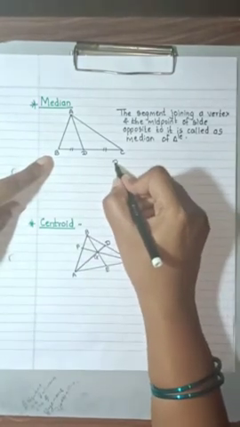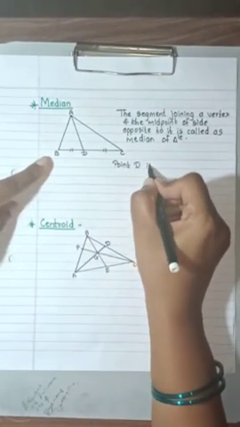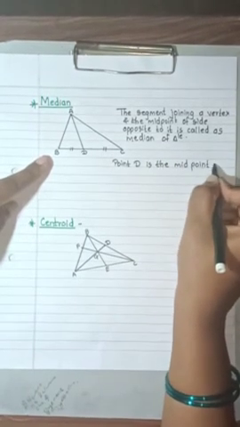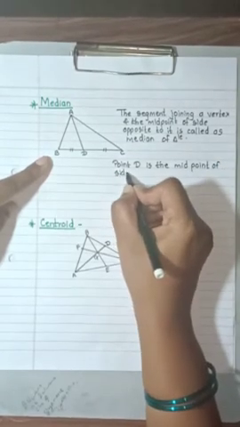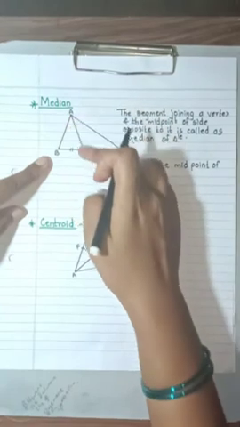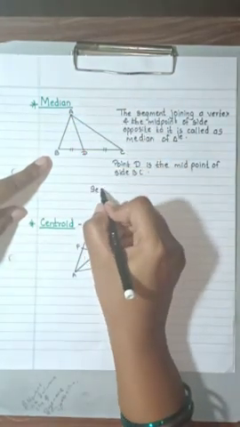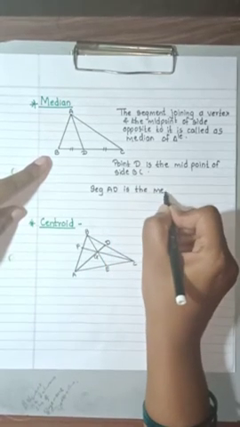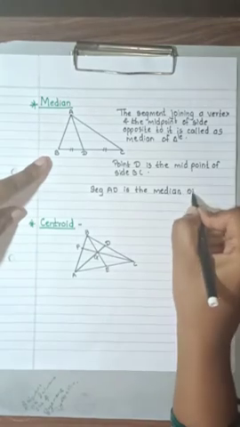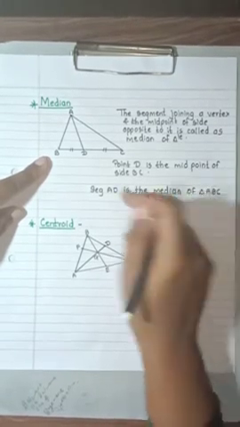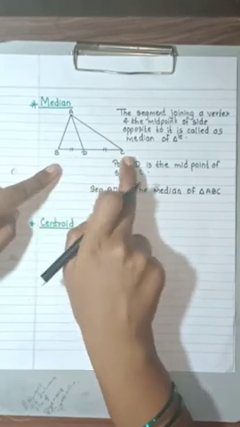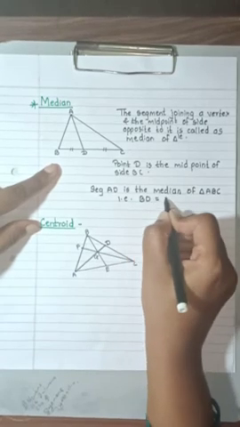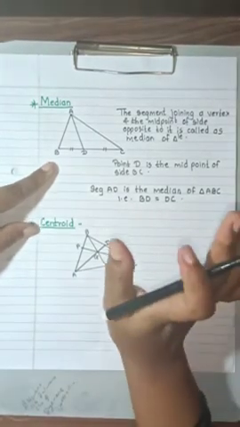Point D is the midpoint of side BC, and segment AD is the median of triangle ABC. Now what does this median do? It divides the segment into two equal parts, that is BD is equal to DC. Okay, I hope it is clear now.